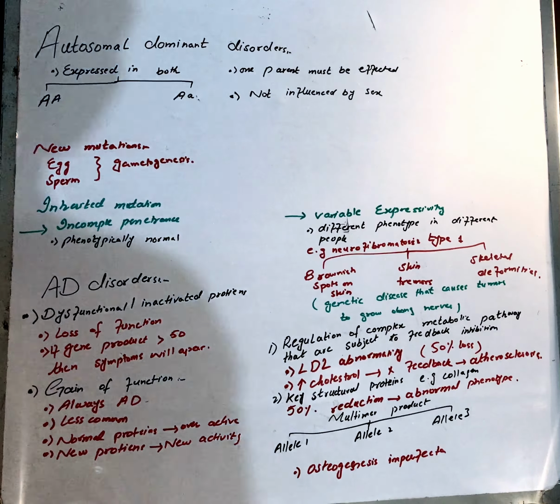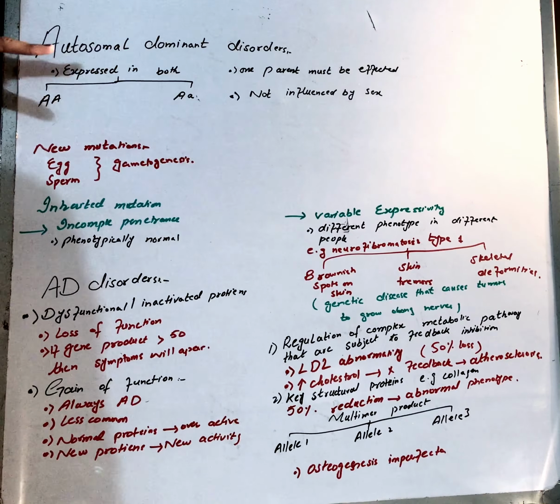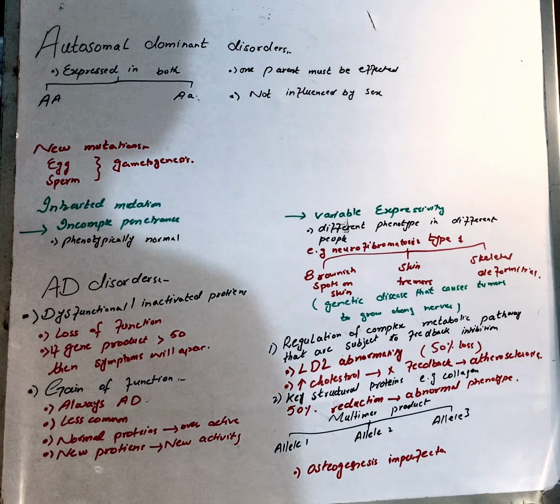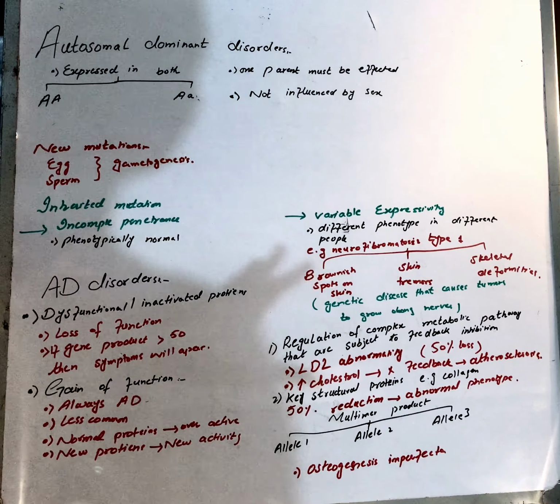Now what are autosomal dominant disorders? Autosomal means that these disorders are related to our autosomes, the chromosomes other than sex chromosomes. And dominant means there should be one dominant allele to express that disorder. So this is the meaning of autosomal dominant disorders.